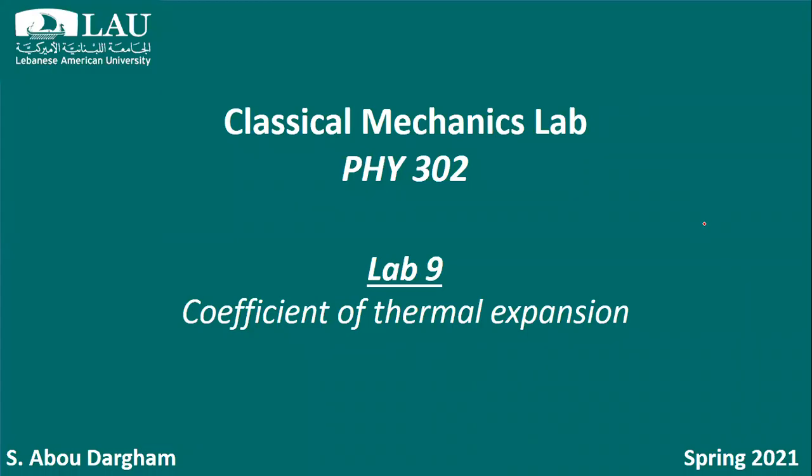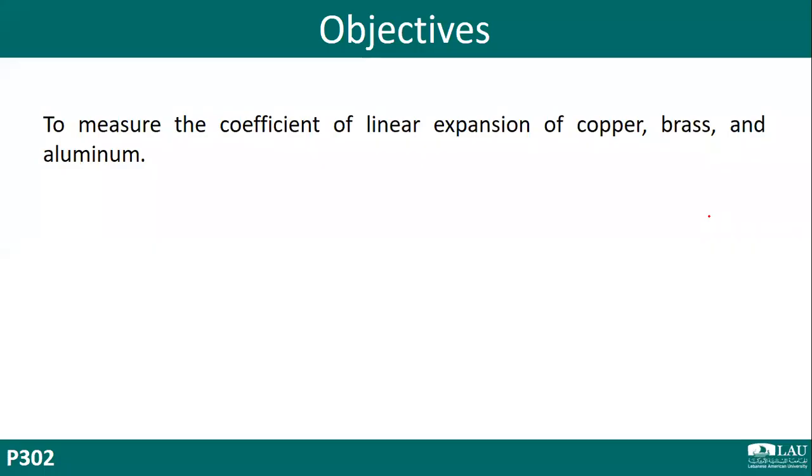Hello everyone, this is the theoretical part of Lab 9, coefficient of thermal expansion. The target of this lab is to measure the experimental values of the coefficient of linear expansion for three different metals: copper, brass, and aluminum.